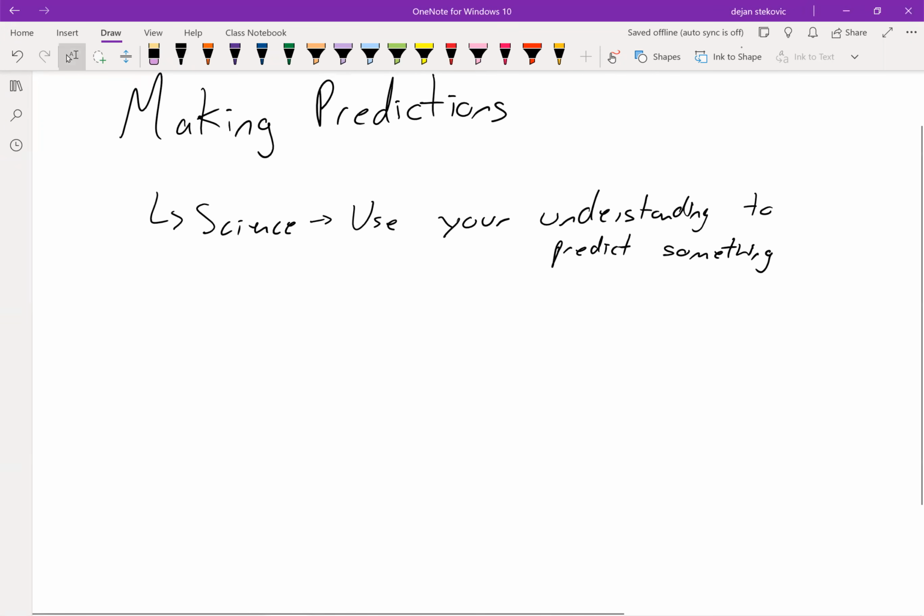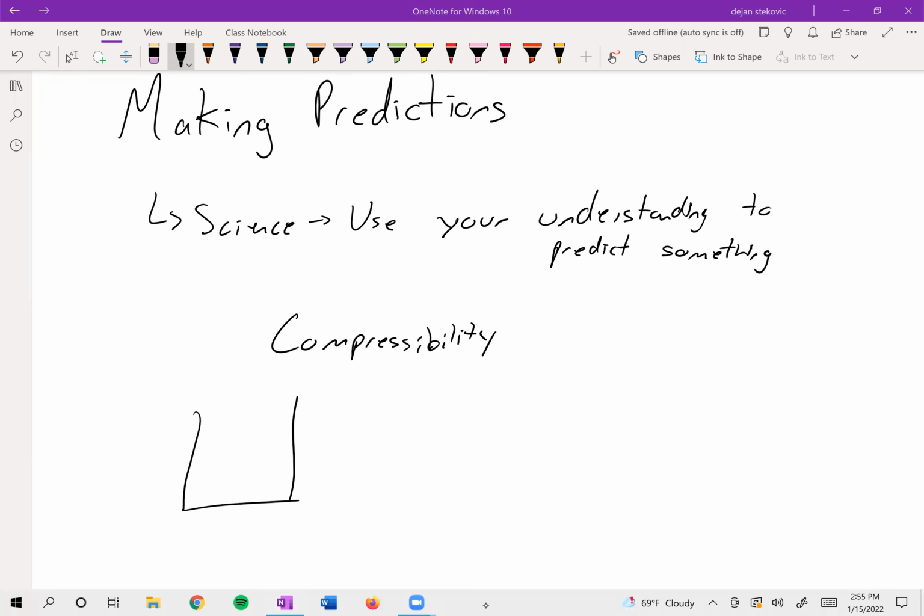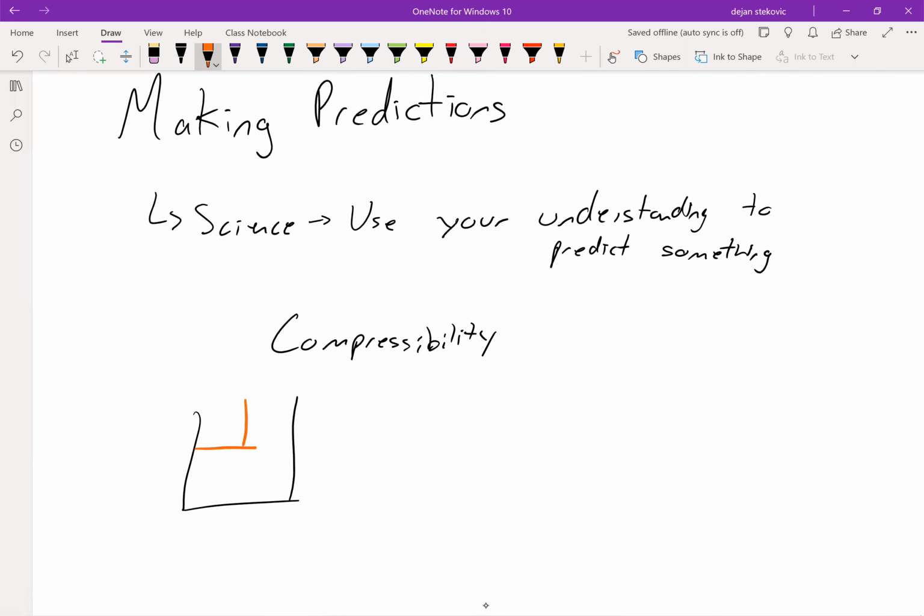So let's go ahead, use what we learned last time and see if we can make some predictions. So what we're going to talk about here is compressibility. So we're going to take a container of something. We're going to put a piston in here. And right, our container is filled with something. And then we're going to compress it, right? We're going to push that piston down. And we're going to see what happens.